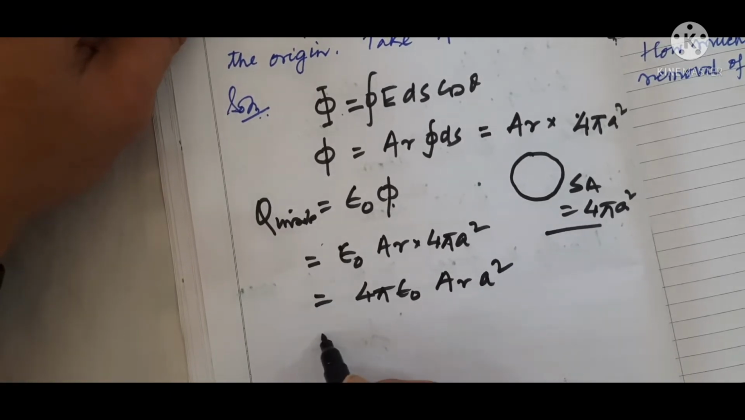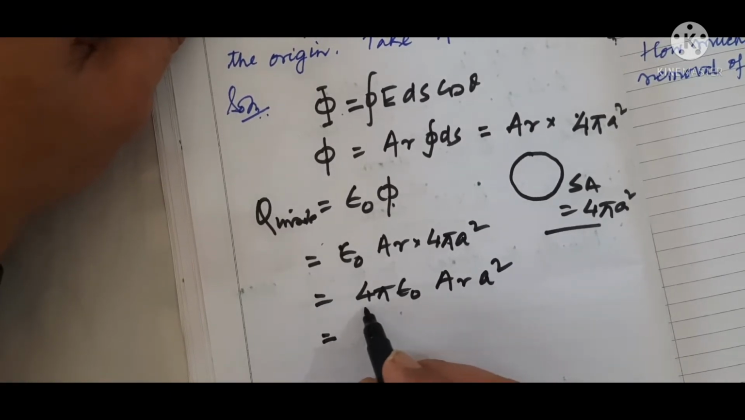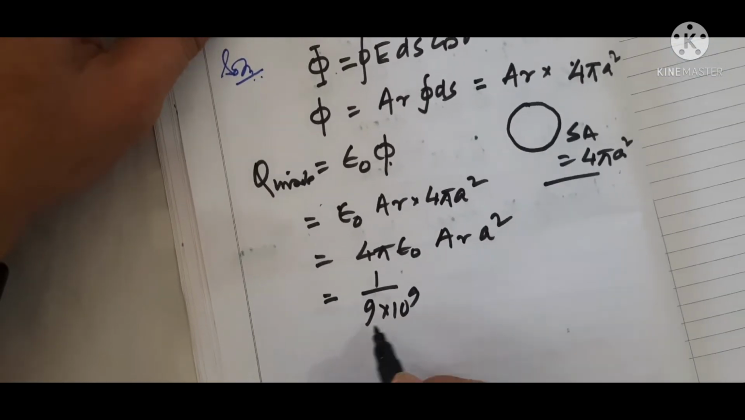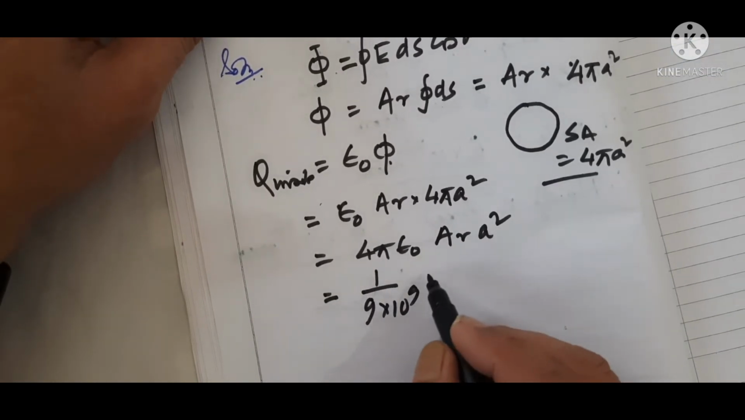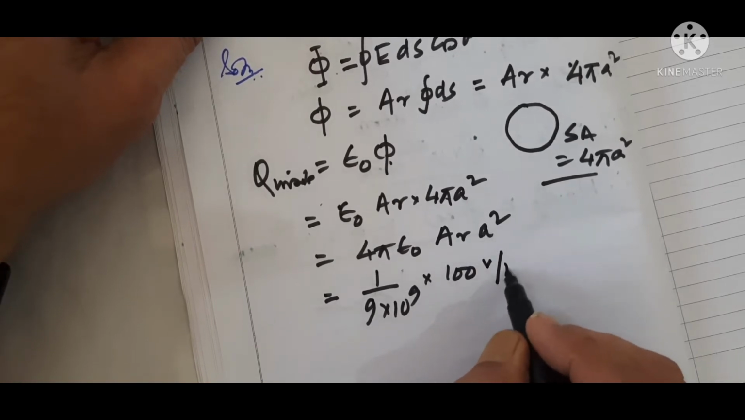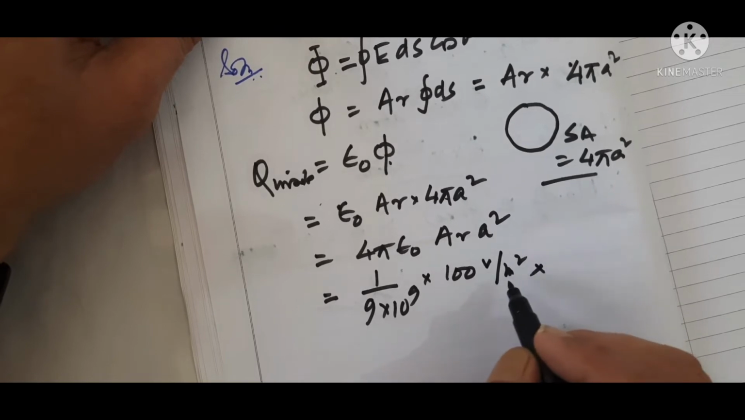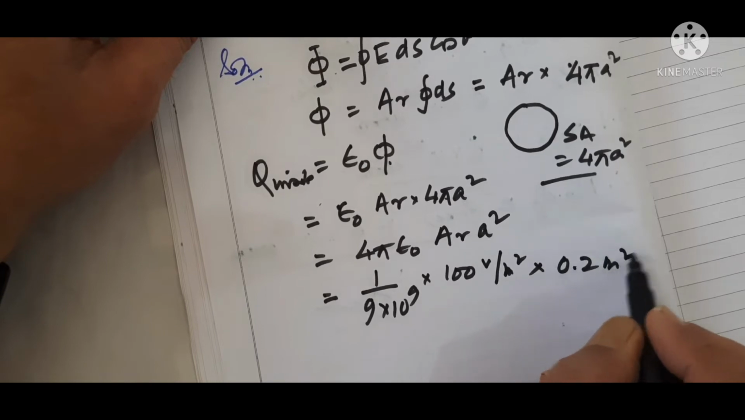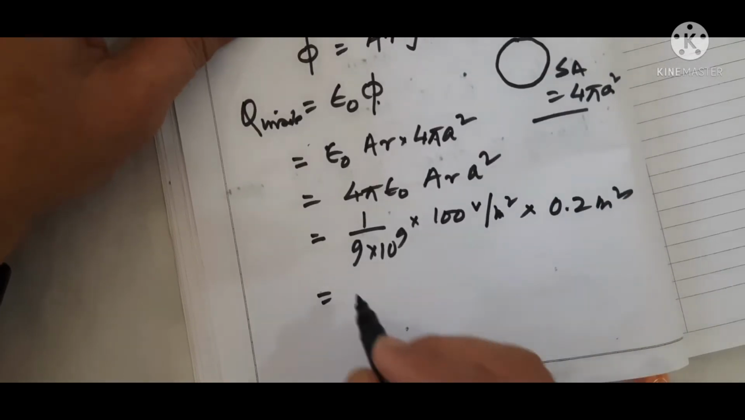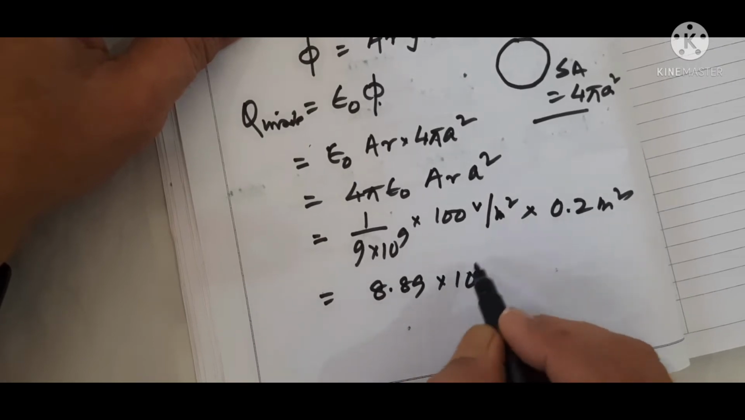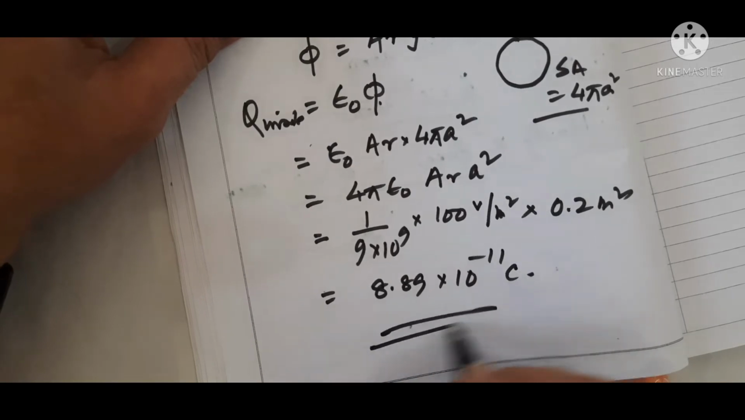Now put in the values. We know 1 by 4 pi epsilon naught is 9 into 10 to the power 9, so 4 pi epsilon naught is 1 by 9 into 10 to the power 9. Multiply by 100 volt per meter square into 0.2 meter square. If you calculate, you will get 8.89 into 10 to the power minus 11 coulomb. That should be your answer.